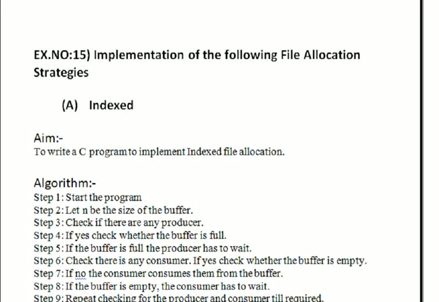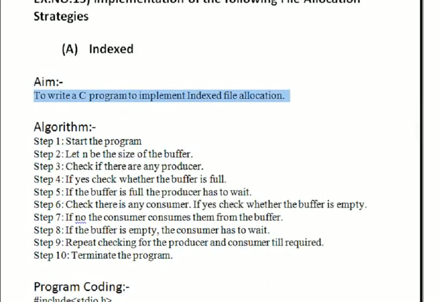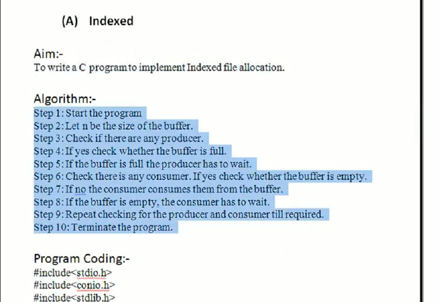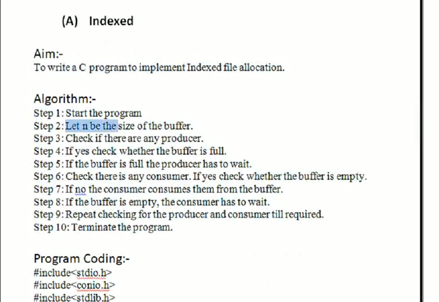The aim of this program is to write a C program to implement indexed file allocation. This is the algorithm. First start the program, then let n be the size of the buffer, and check if there is any producer. If yes, then check whether the buffer is full. If the buffer is full, the producer has to wait. Then you can check another buffer.